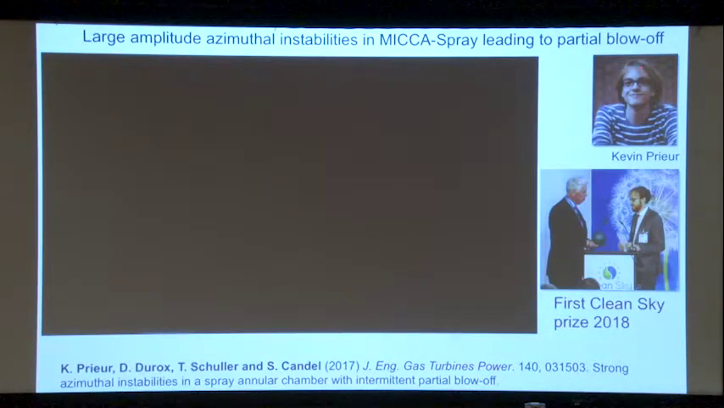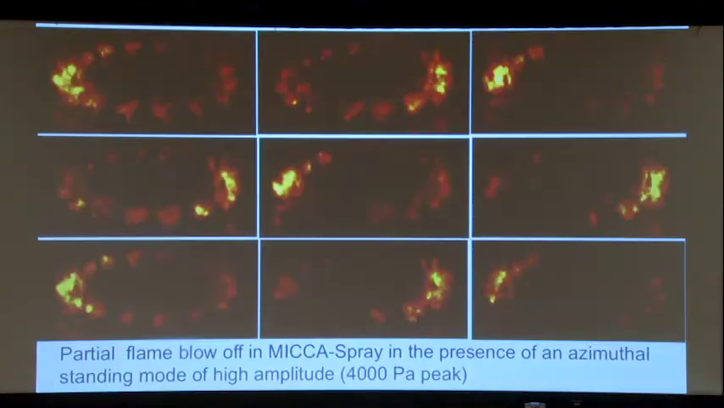let me first say that this is work done by Kevin Prieur, and he got the first Clean Sky Prize in Europe in 2018 from this work. So, you start from flames which are established here, and then suddenly you get this region where the flames are extinguished because the pressure fluctuation is very powerful.